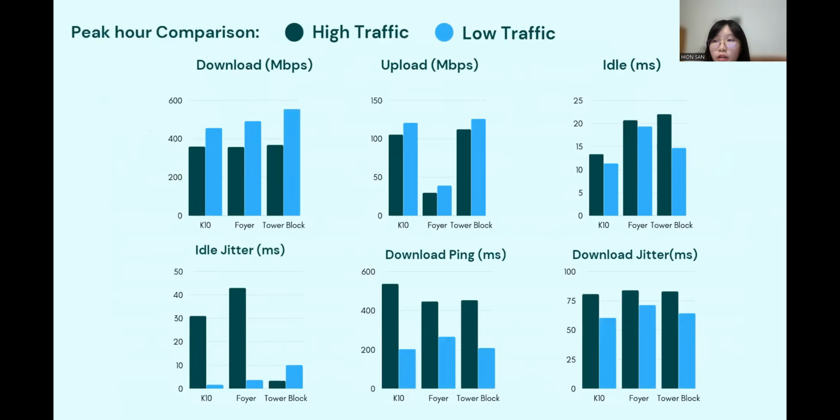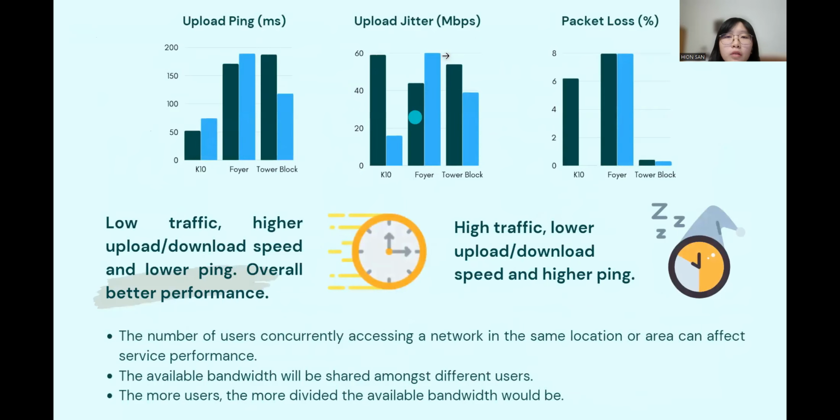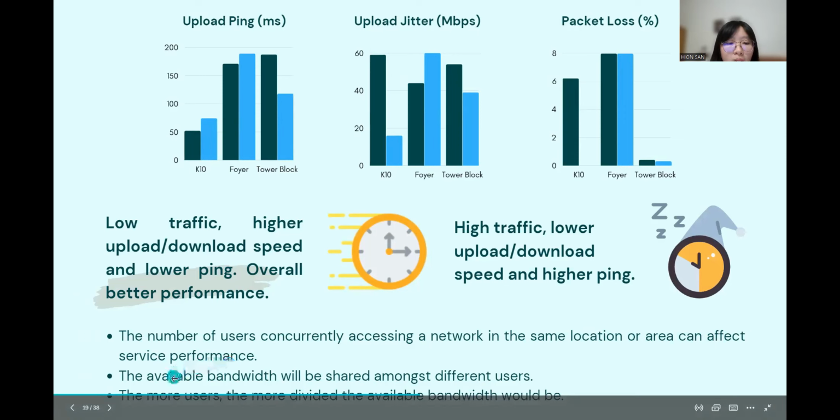The next comparison is on network performance during peak hour or non-peak hour. Based on the bar chart shown here, the download speed for low traffic and upload speed for low traffic is higher. The idle jitter, download ping, download jitter, upload ping, upload jitter, and packet loss during low traffic is lower. Overall, network performance during non-peak hour is better. This is because the number of users accessing a network in the same location or area affects the service performance, and available bandwidth will be shared among different users. When there are more users, the more divided the available bandwidth will be.